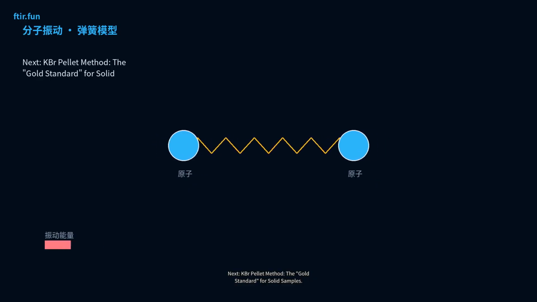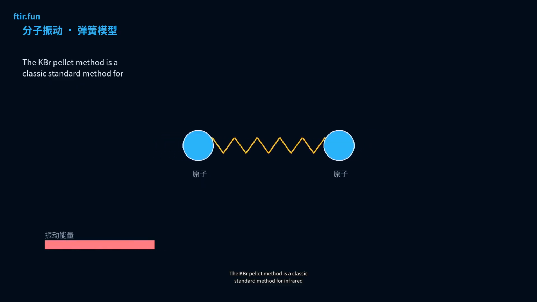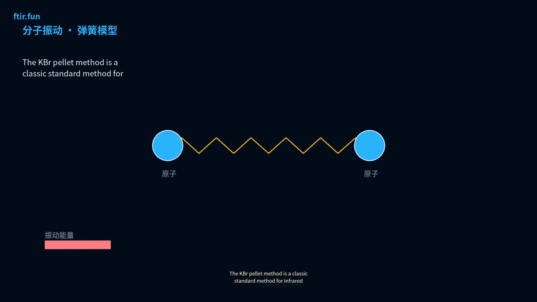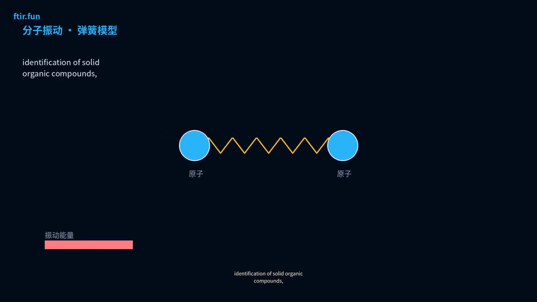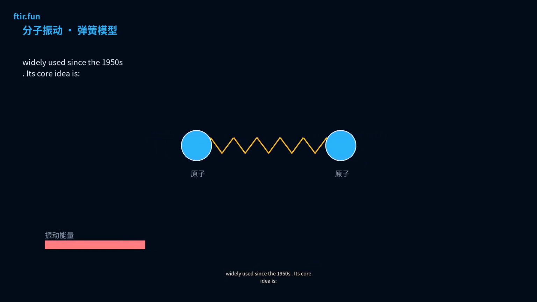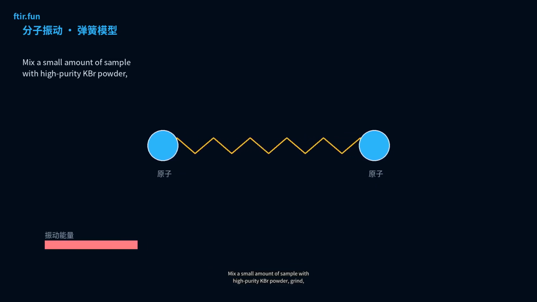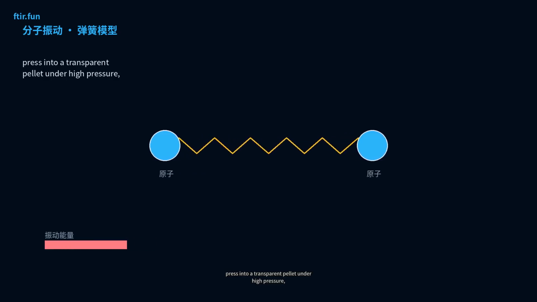Next, pellet method, the gold standard for solid samples. The pellet method is a classic standard method for infrared identification of solid organic compounds, widely used since the 1950s. Its core idea is to mix a small amount of sample with high purity powder, press into a transparent pellet under high pressure, and place it in the light path for measurement.